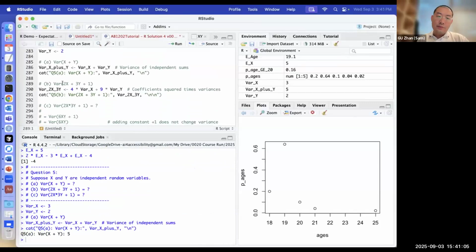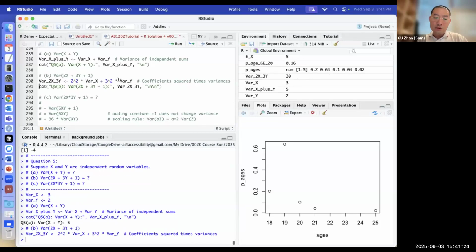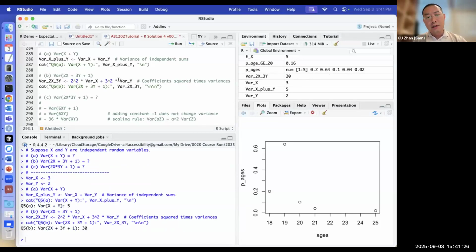Now you have coefficient coming. So you have 2 as a coefficient for x, 3 coefficient for y. To move the coefficient out, we need to get coefficient to the power 2, right? Power 2, then the second coefficient 3 to the power 2, which is 9. Then a constant will be removed. Constant will not be used. Okay, so the new variance is 30.